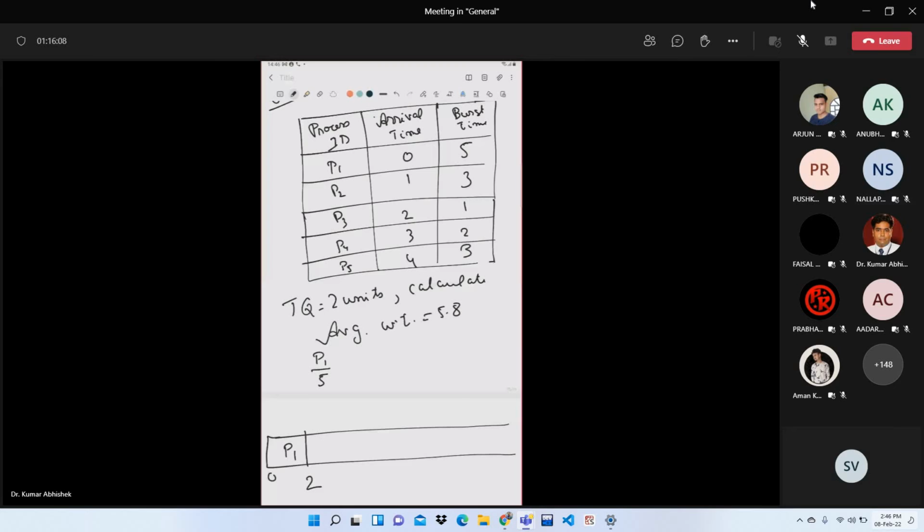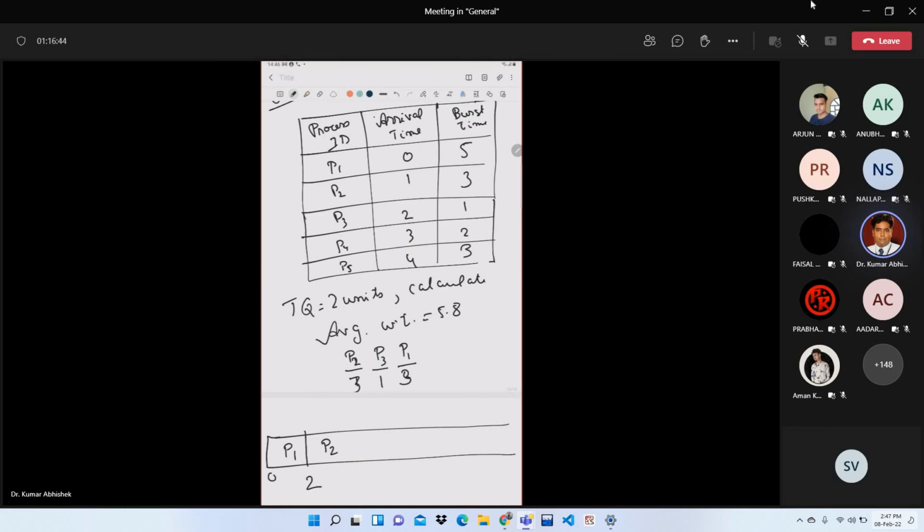Okay, so at time 2, what happens? P2 comes and P1 goes to the ready state. At time 2, P2 has burst time of 1, P3 has burst time of 1, and P1 has burst time of 3 remaining. Now what happens? P2 will execute until 3.